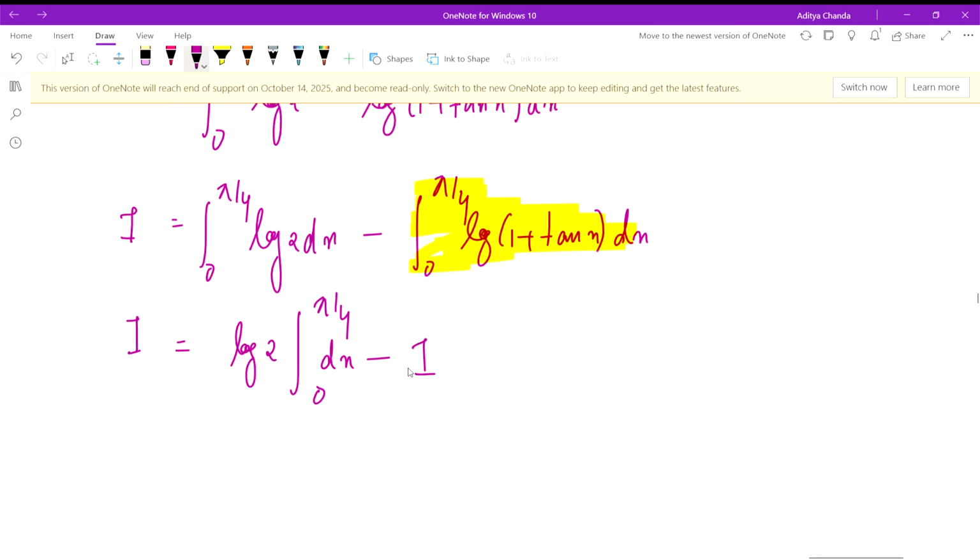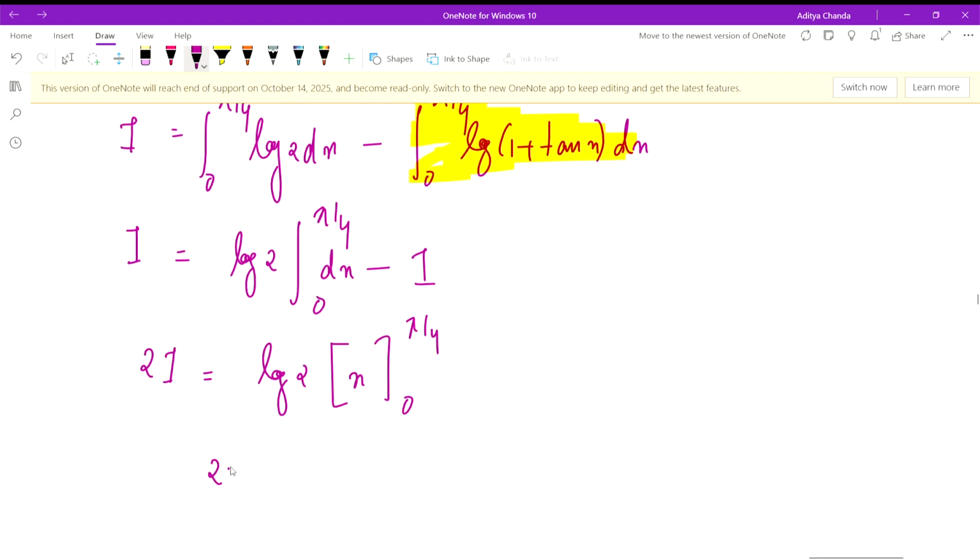Now if you take the minus I to this side, you will have 2I and you will have log 2. The integration of this will give you x from 0 to pi by 4. So this gives me 2I is equal to pi by 4 log 2. So finally your answer is pi by 8 log 2.